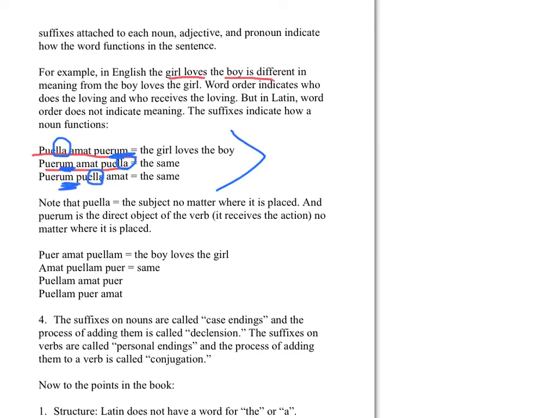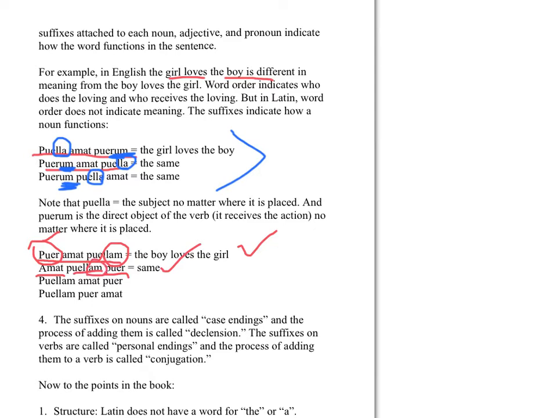Look at the next set of examples. Puer amat puellam. Note that the ending of puer has changed. Now it does not end with an A as in the previous examples. It just ends with an R. That means in this case that is the subject. And note that puellam now ends with an M. That means it is now the direct object receiving the action. Therefore, this sentence says the boy loves the girl. And so does the next sentence. The boy, because it ends with an R, loves, there's the verb, the girl. Because it ends with an M, you know she's the one that receives the love.